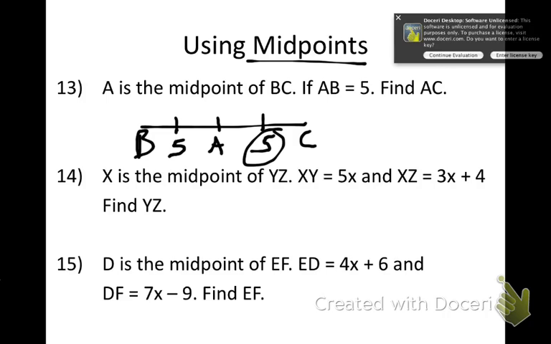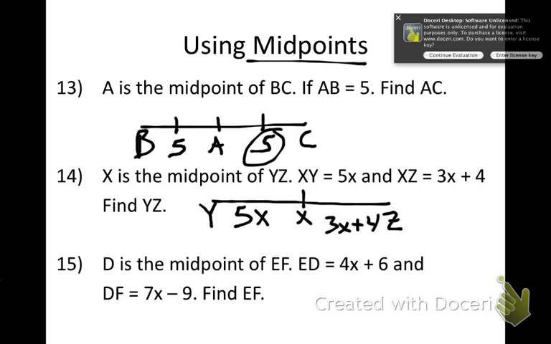Now comes the algebra again. X is the midpoint of YZ. Okay, so here's Y, here's Z. X is my midpoint. XY equals 5x. XZ equals 3x plus 4. I want to find YZ. What do I know about midpoints? It cuts it up into what, Bryce? Half. So what are each sides? They're going to be equal.